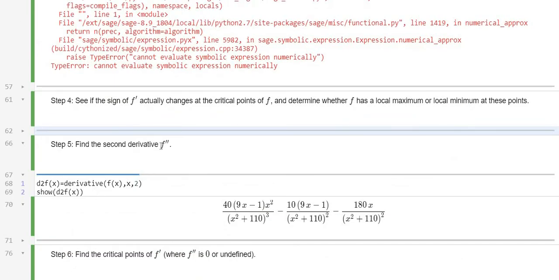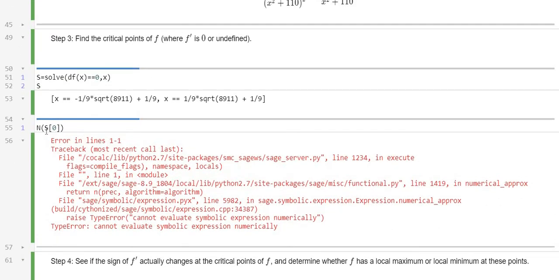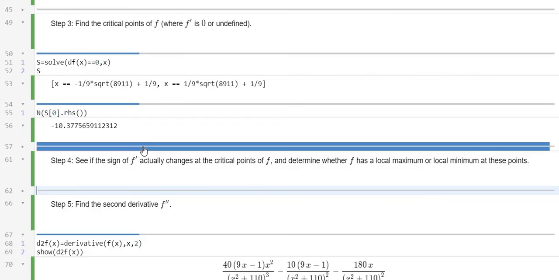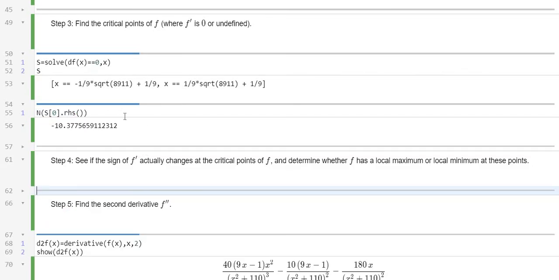Now if I run this, I will still get an error because S bracket 0 is not a number, it's this equation right here. I don't want that, I just want the right-hand side of that equation. Here's how you get the right-hand side of an equation. S bracket 0 is an equation, you put a period after it, and then RHS for right-hand side, and then parentheses. If you've programmed in Python before, this should look familiar to you. If you haven't, well, I haven't either, so this is strange, but that's the way it is.